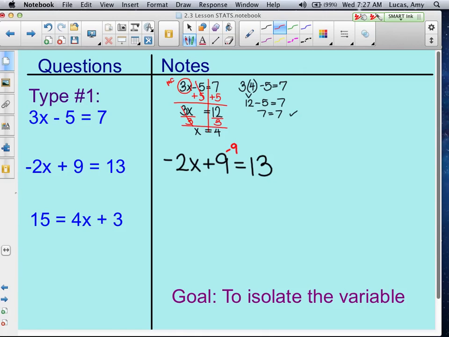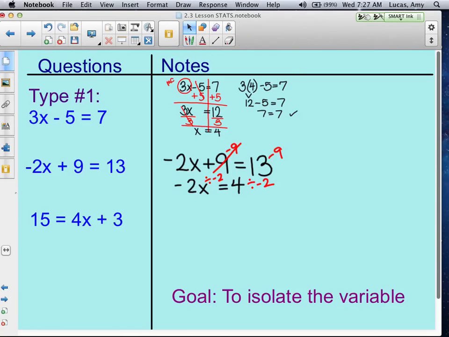So if I subtracted 9 on both sides, then I would have negative 2x equals 13 minus 9, which is 4. And then I could divide by my negative 2 and get x equals negative 2.